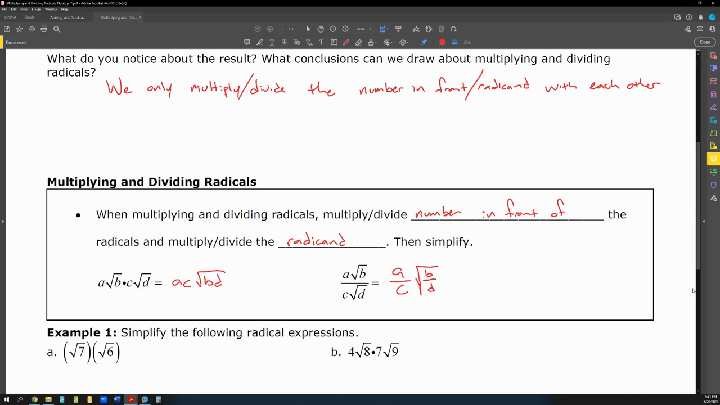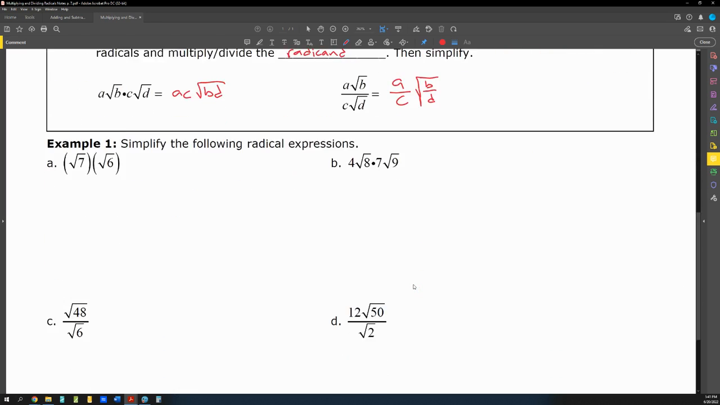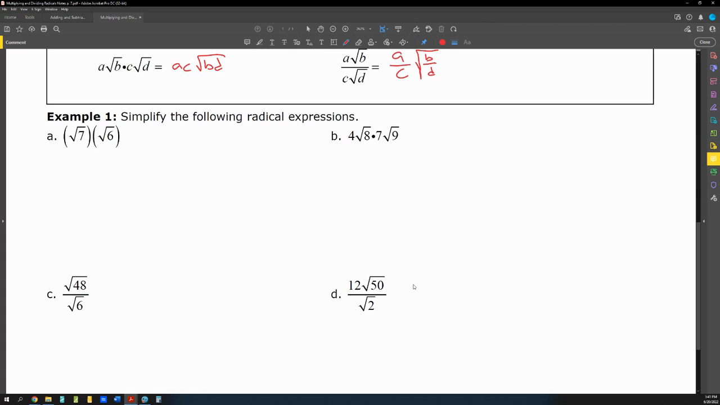Okay. Let's try example 1. We have the square root of 7 times the square root of 6 is equal to, well, the square root of 7 times 6, which is equal to the square root of 42.